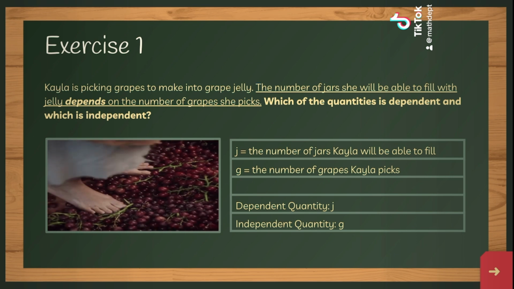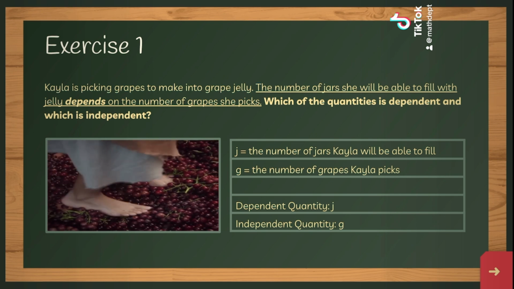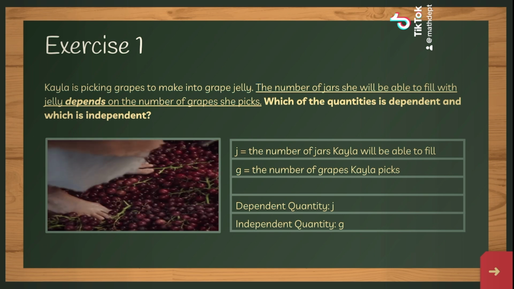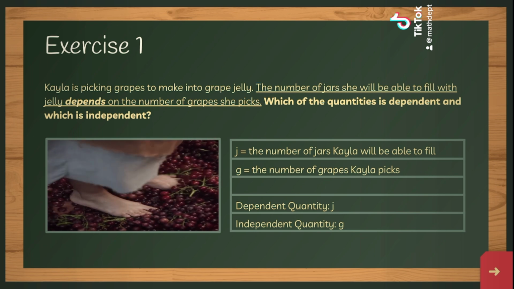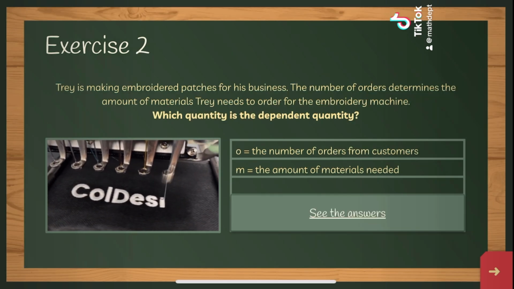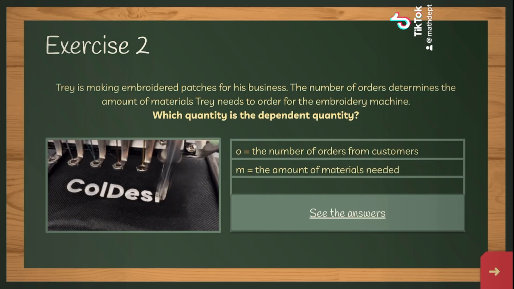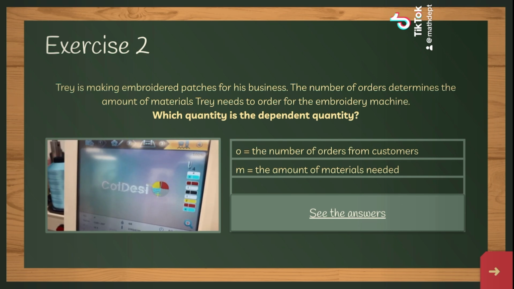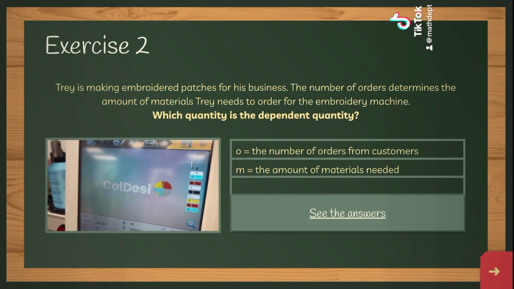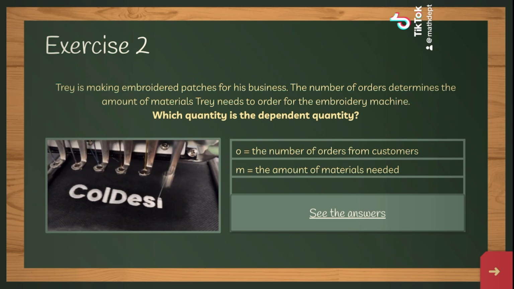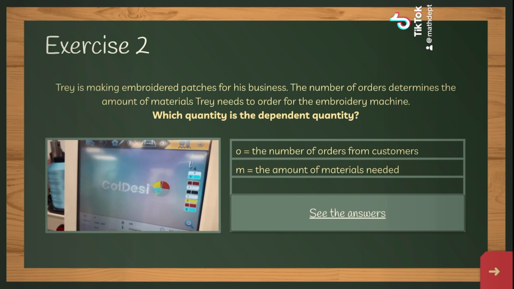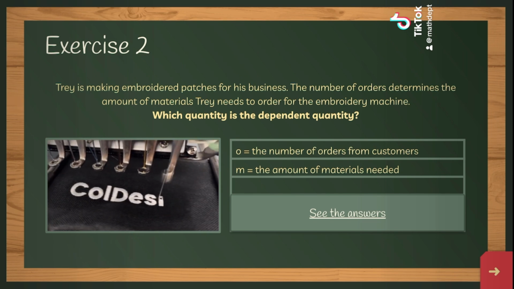But no matter how many jars she's able to fill, grape jelly is always delicious. Let's work out another example. Trey's making embroidered patches for his business. The number of orders determines the amount of material Trey will need to order for the embroidery machine. Which quantity is the dependent quantity? O equals the number of orders from customers, and M equals the amount of material needed.